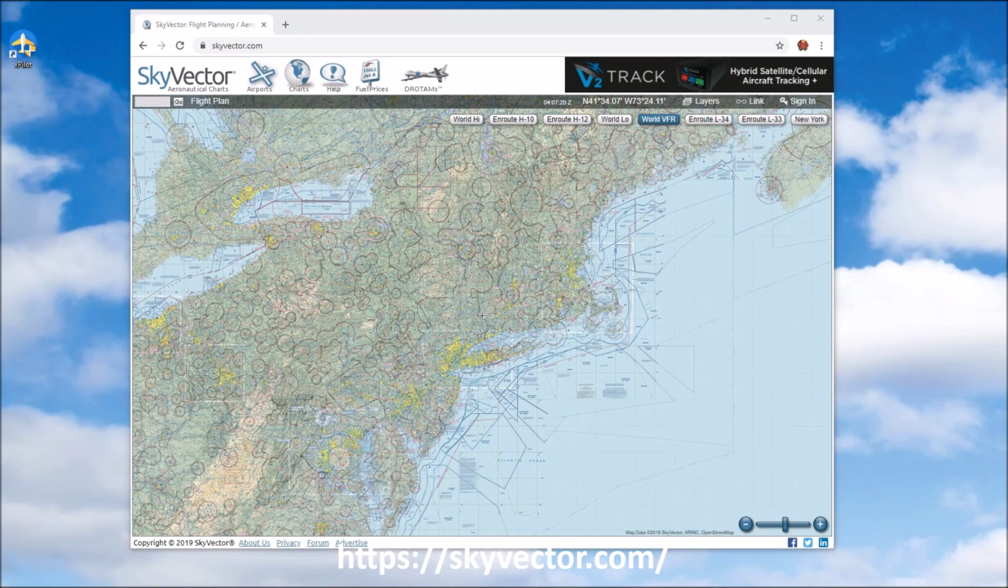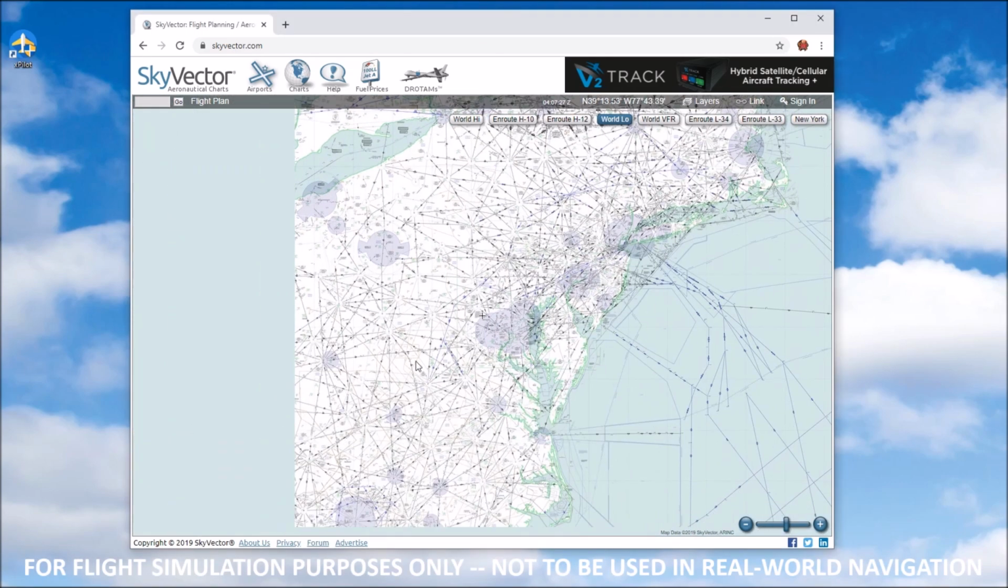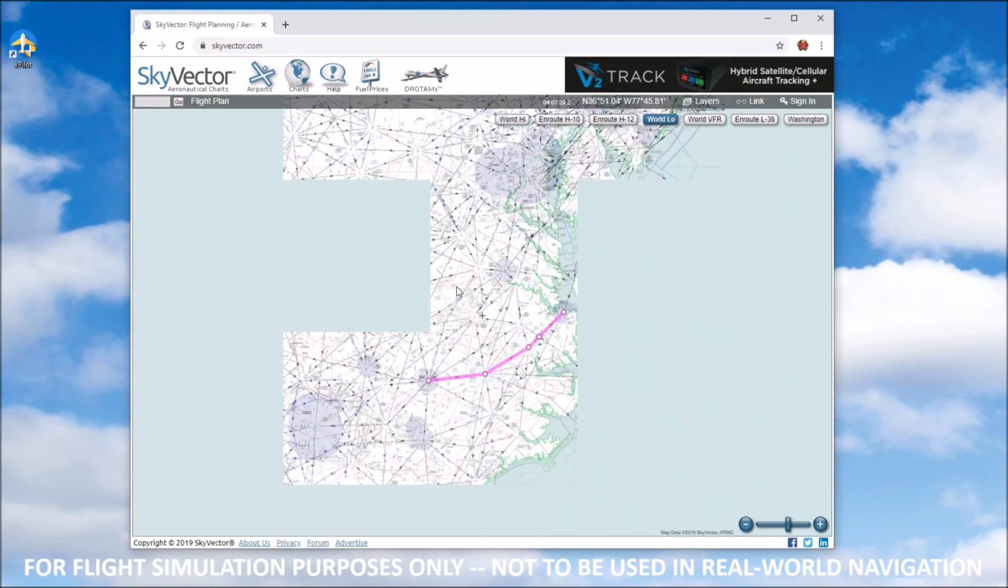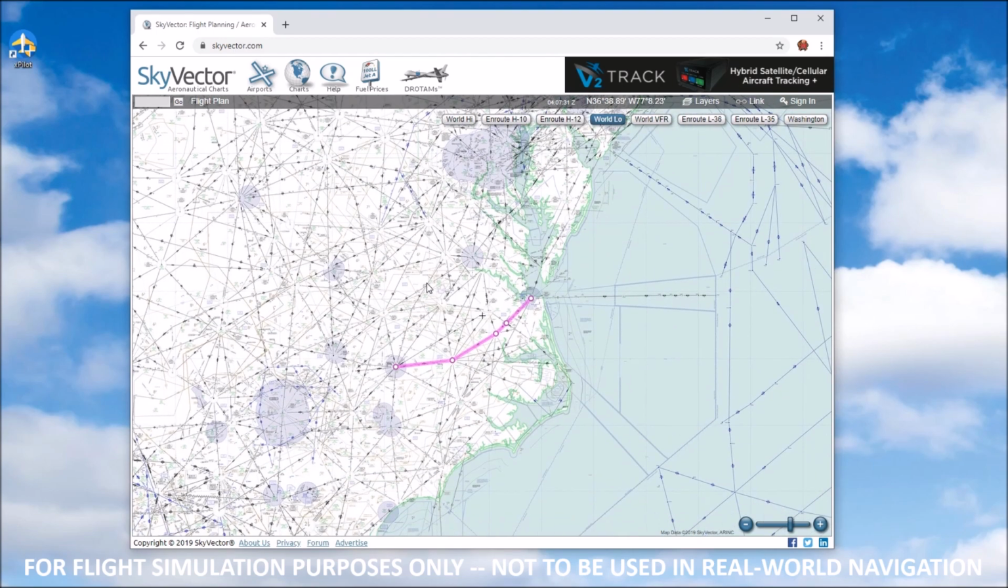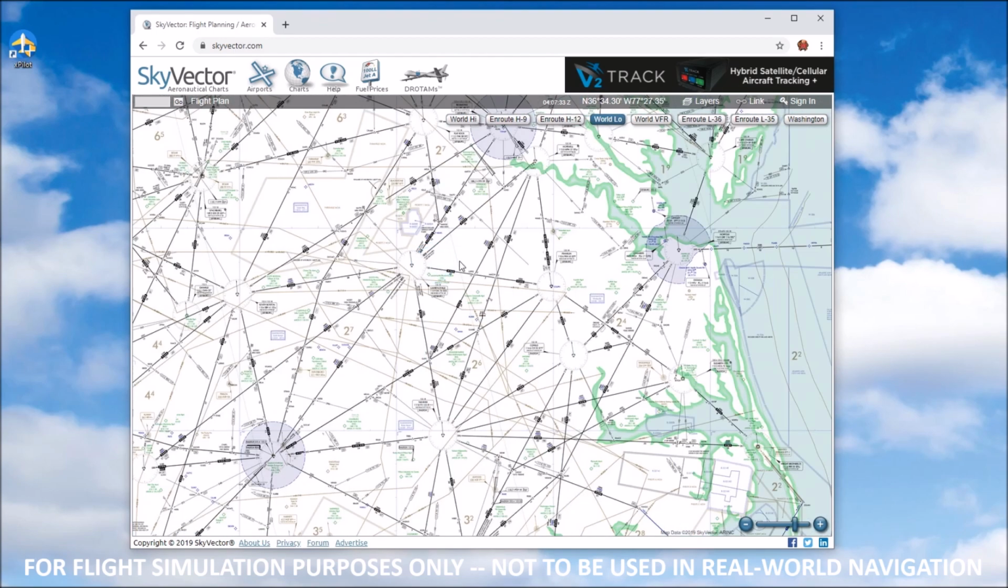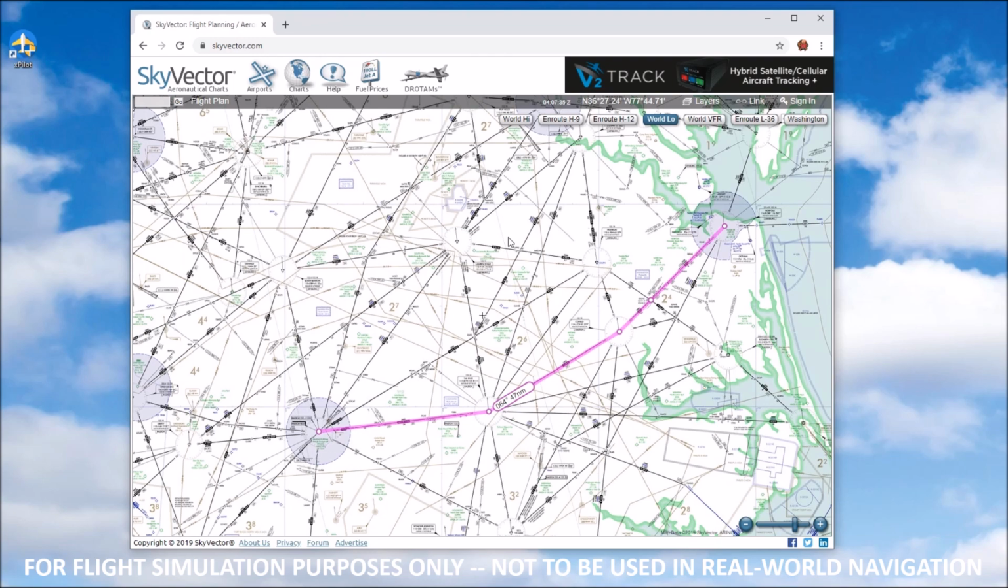Now, IFR route planning is more or less about coming up with a series of connected line segments like we did in the flight that we put in the other tutorial. This is from Raleigh-Durham in North Carolina to Norfolk in Virginia. And then you figure out how to make your plane follow those line segments as precisely as possible.